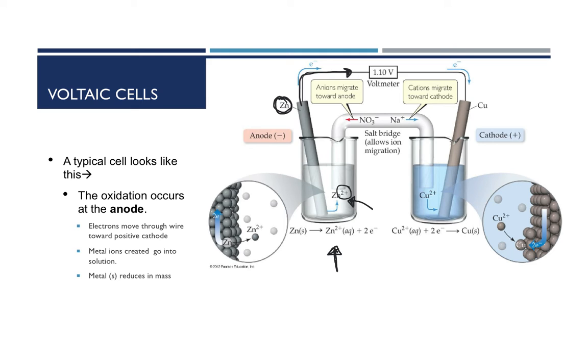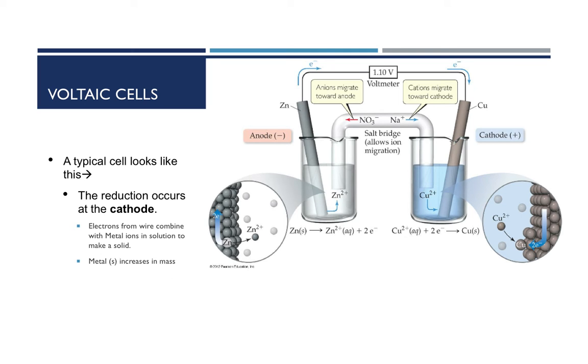We can remember that too, because electrons are negative and they head toward the cathode, which is positive. Remember, it's got a little t in the middle: cathodes are positive. The metal ions that are created go into solution, and over time the zinc metal electrode gets eaten away, because the zinc atoms that are part of it go into the solution. The other side is the cathode.